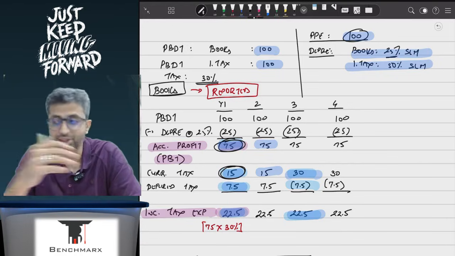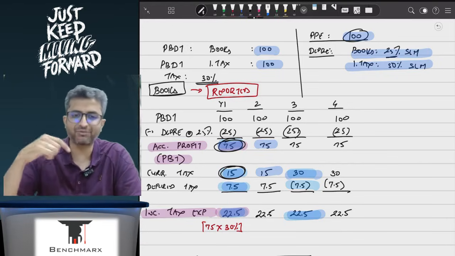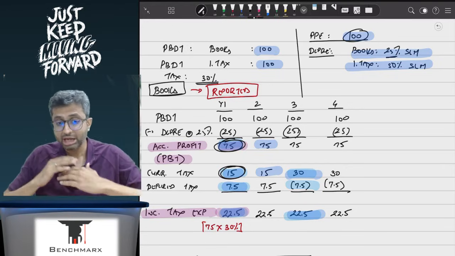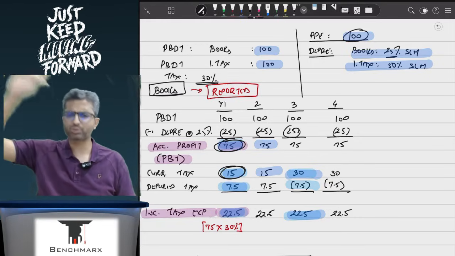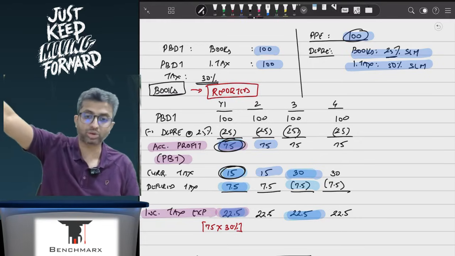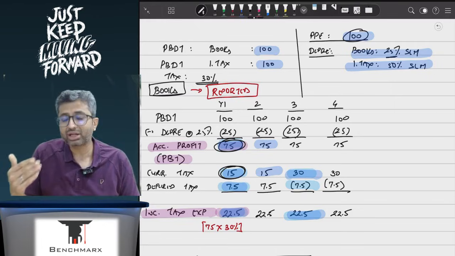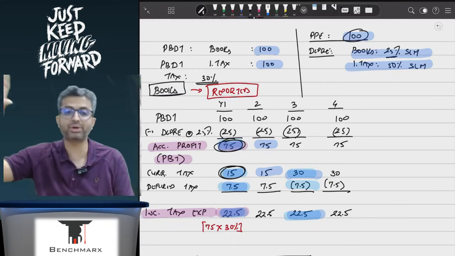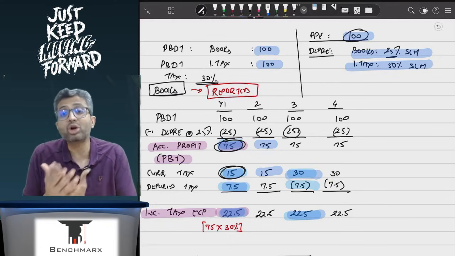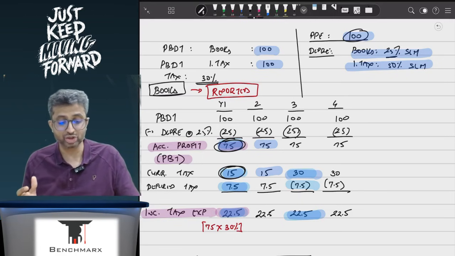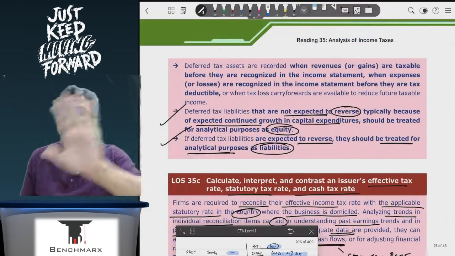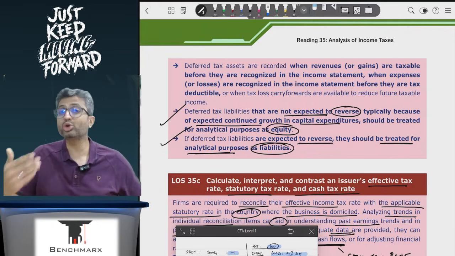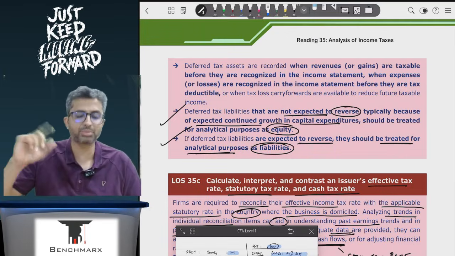However, for certain companies which are highly growing, they're growing very fast, they're keeping on adding more and more assets, in which case sometimes in a highly growing company, that reversal gets pushed and pushed deep into the future. In which case, if the reversal is highly unlikely in the near term, or if the reversal is pushed deep into the future, then this deferred tax liability is not really a liability right now, in which case the institute says that you can, for analysis purposes, consider it as equity as well, because you are not going to be required to pay it.